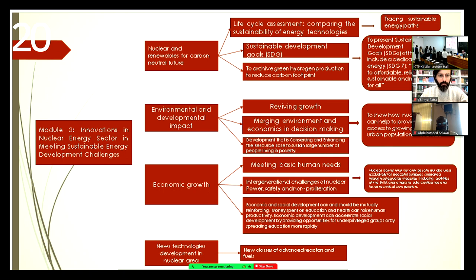And for economic growth, we are to meet basic human needs and address the integration challenges of nuclear power, safety and non-proliferation relations. Economic and social development can and should be mutually reinforcing. The money spent on education and health will raise human productivity, and economic development can accelerate social development by providing opportunities for underprivileged groups, like people living in poverty, to improve their quality of life.